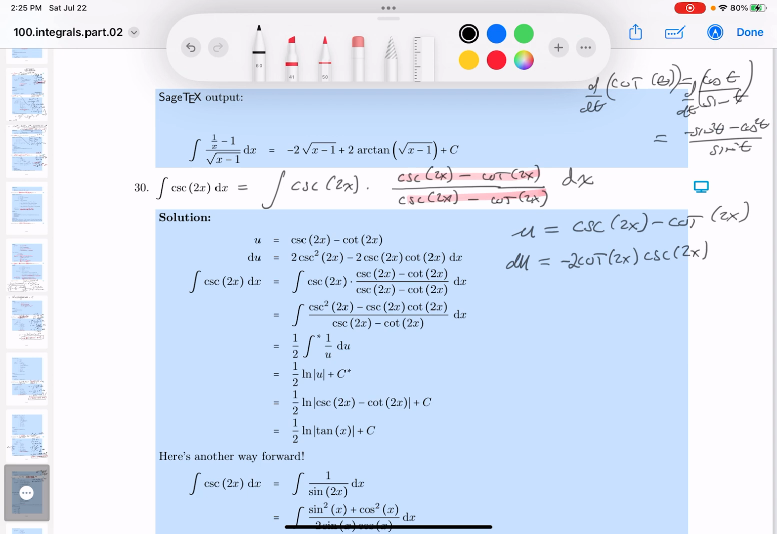What's that going to be giving you? The minus cosecant squared, right? Because sine squared plus cosine squared is 1. So minus cosecant squared, but minus and minus is plus. And I got a 2 there again, chain rule. So du, am I getting what I expected, which is 2 cosecant squared 2x minus 2 cotangent 2x cosecant 2x? Things are working as advertised.